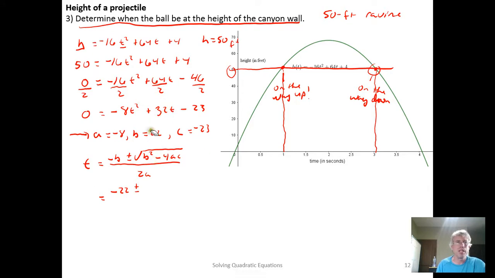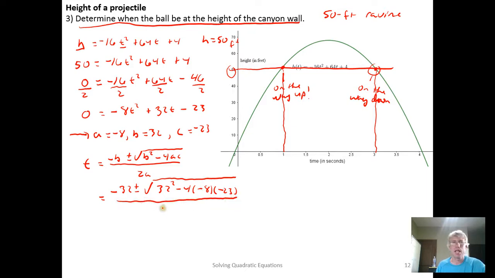So the b actually needs to be 32, which is going to make the opposite of b negative 32, plus or minus the square root of b squared minus 4 times a. A is equal to negative 8 times c. C is equal to negative 23. So we get the square root of this whole mess, and it's all over 2 times a, and a is equal to negative 8.